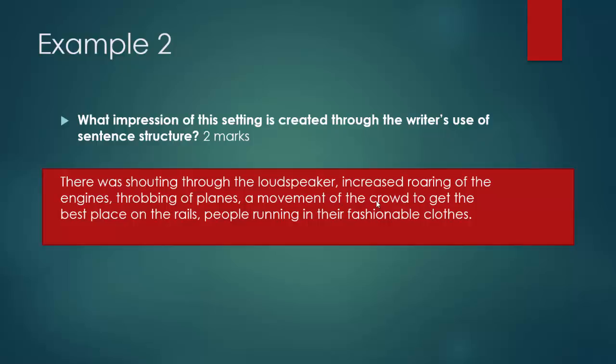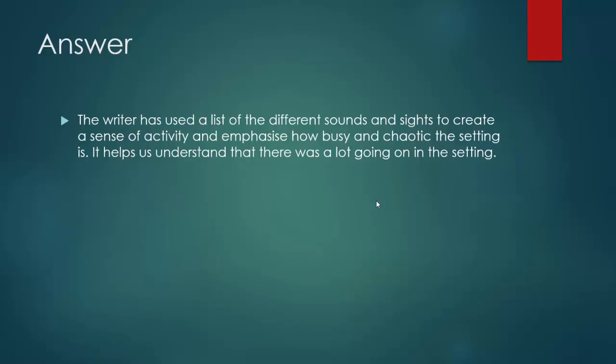Lists can be used to emphasise variety or emphasise the number of things going on, and I think that's what's being used here. The writer has created a list of all the different things that are happening to create what impression of the setting? Well, maybe to help us understand that the setting is really busy and chaotic. So that's what I'm going to put in my answer.